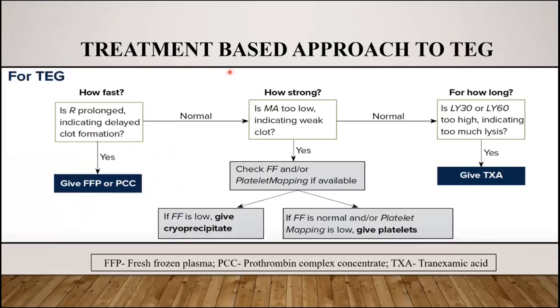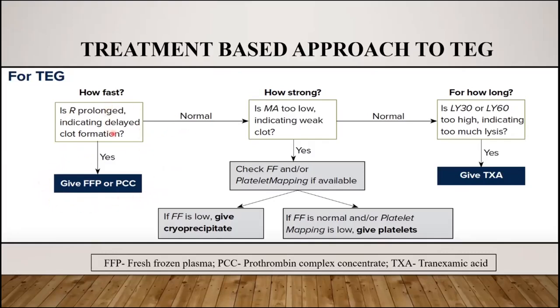Coming to the treatment-based approach to TEG. Now for treatment-based approach, you need to ask three questions. Firstly, how fast? This would depend upon the R time. Okay, so if your R time is prolonged, that means you have coagulation factor deficiency, which can be corrected by giving fresh frozen plasma or the prothrombin complex concentrate.